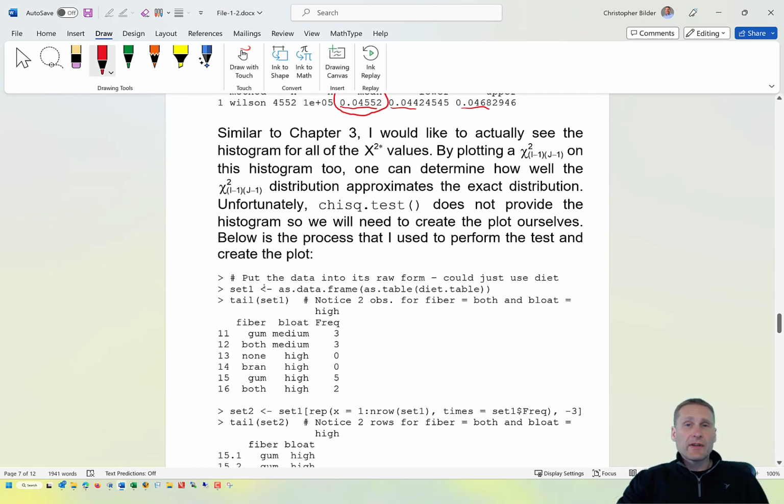Now, similar to what we did in chapter 3, I would like to actually visualize what that permutation distribution gives us. Unfortunately, the chi-sq.test function does not provide that. So that means that we're going to essentially have to program into R the actual permutation test procedure ourselves so that we can see a histogram of all these X squared stars. And so that's the purpose of this next discussion here.